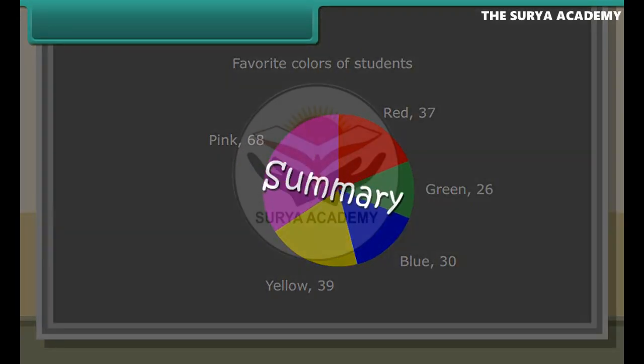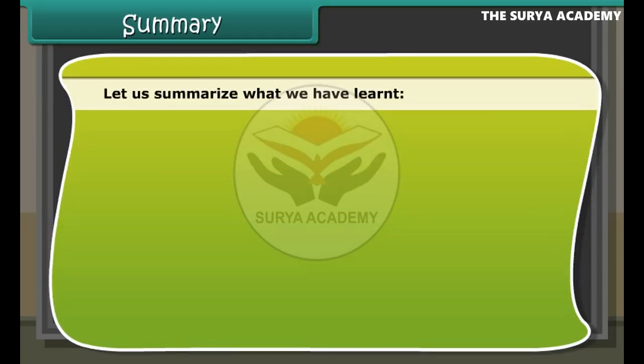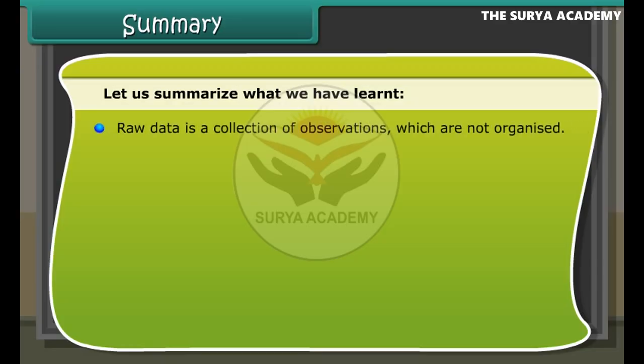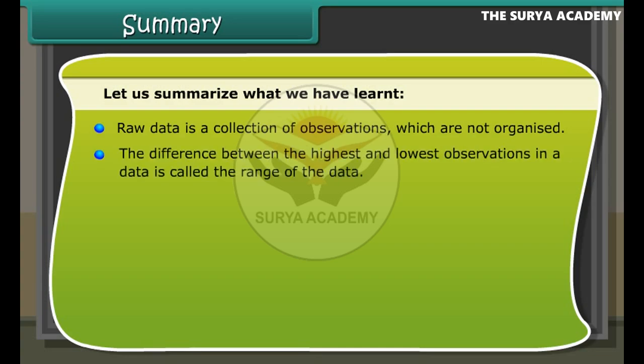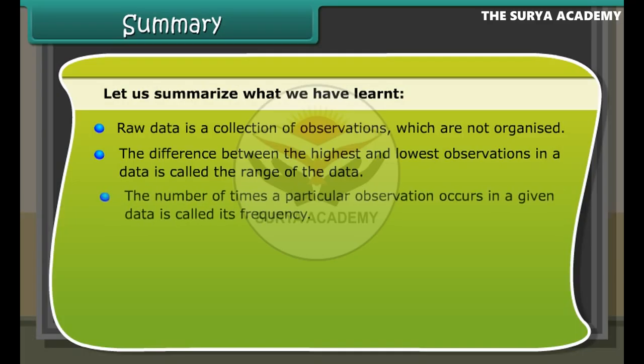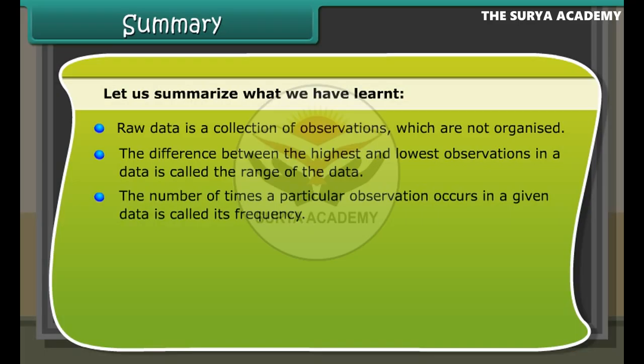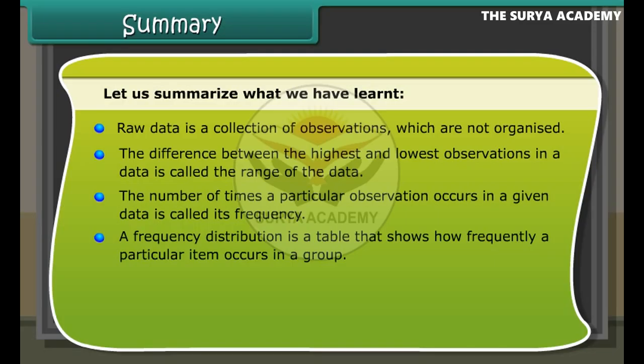Summary. Let us summarize what we have learned. Raw data is a collection of observations which are not organized. The difference between the highest and lowest observations in a data is called the range of the data. The number of times a particular observation occurs in a given data is called its frequency. A frequency distribution is a table that shows how frequently a particular item occurs in a group.